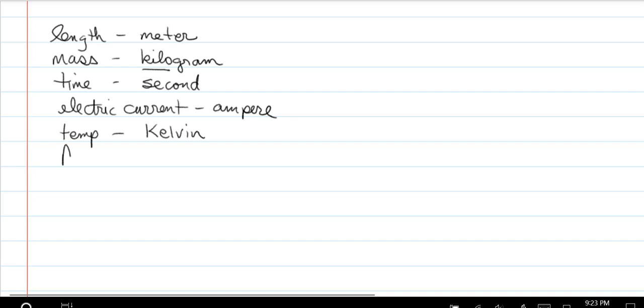For amount, we have the fundamental unit of the mole. And the mole is actually defined in terms of the exact number of carbon atoms in 12 grams of carbon-12. 1, 2, 3, 4, 5, 6. One more. For luminous intensity, we have the candela.